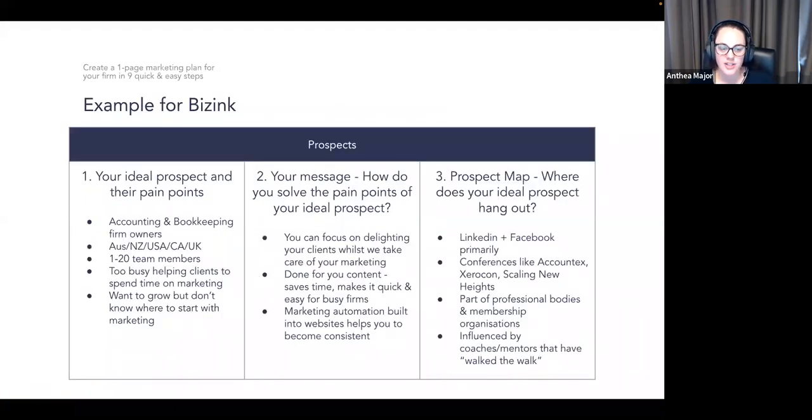All right, so I've just got some examples for you here. I'm just going to look at this screen, sorry, because it's bigger on this one. This is just an example for Biz Inc of those 3 stages we've just gone through.